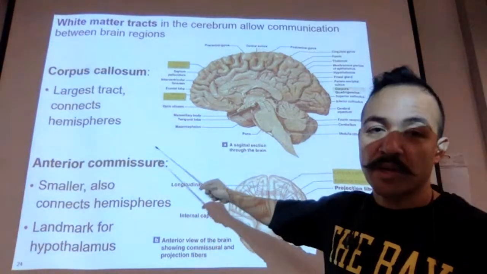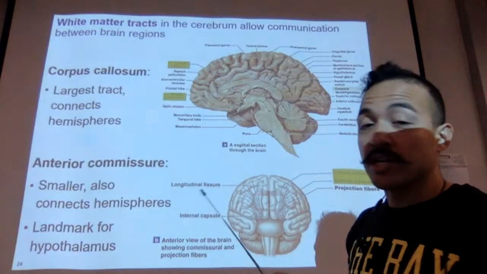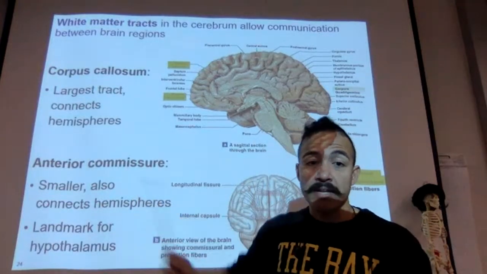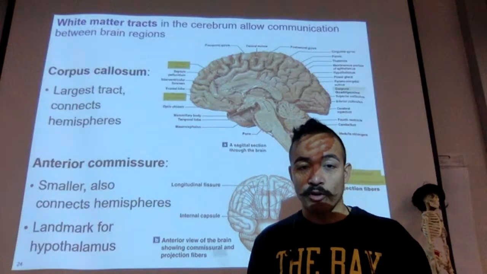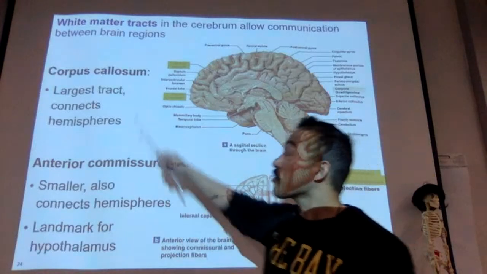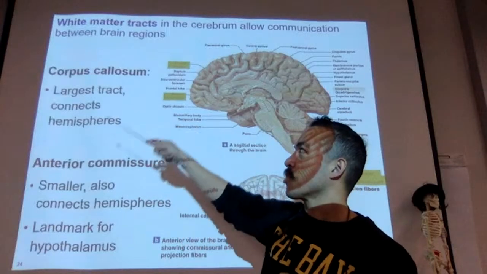There's actually two more, but I just want you to know one more. The other connection between the hemispheres that I want you to know is called the anterior commissure. The word commissure means white matter axons, tracts going back and forth between hemispheres. So a commissure is a connection between hemispheres. So the corpus callosum is a commissure. It's just not called the commissure. It's called the corpus callosum.